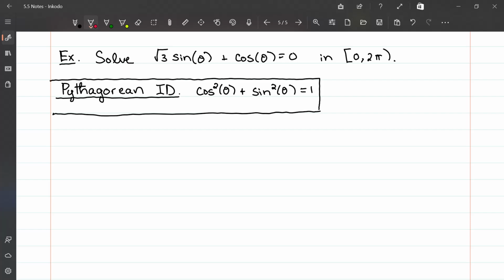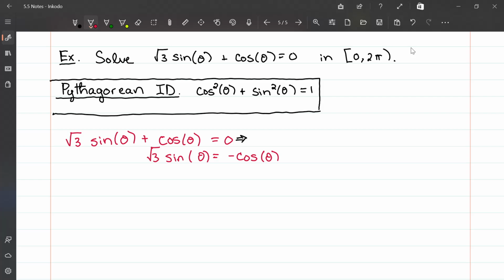You might think to yourself, I can just square the problem as written. But if I square the problem as written, I'm going to run into some ugly things that I really don't want to have to deal with. So I'm going to move things around to make it easier. I'm going to take the original equation, root 3 sine of theta plus cosine of theta, and then I'm going to subtract cosine to the other side.